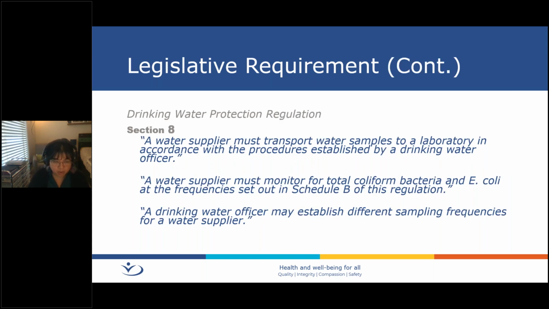And under the Drinking Water Protection Regulation, Section 8, it states that a water supplier must transport water samples to a laboratory in accordance with the procedures established by a drinking water officer. A water supplier must monitor for total coliform bacteria and E. coli at the frequency set out in Schedule B of this regulation. And a drinking water officer may establish a different sampling frequency for a water supplier.